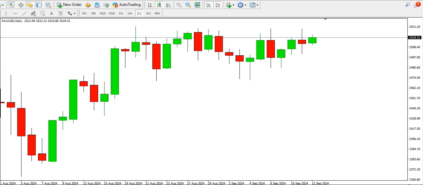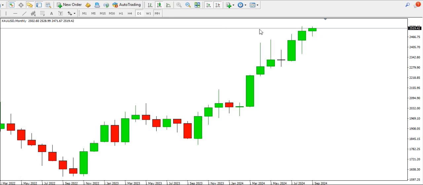Today we'll be looking at how we can trade gold on the smaller time frames. But before we go to the smaller time frames, we are just going to take a look at what has happened on the higher time frames. And I'll be starting with the monthly time frame.